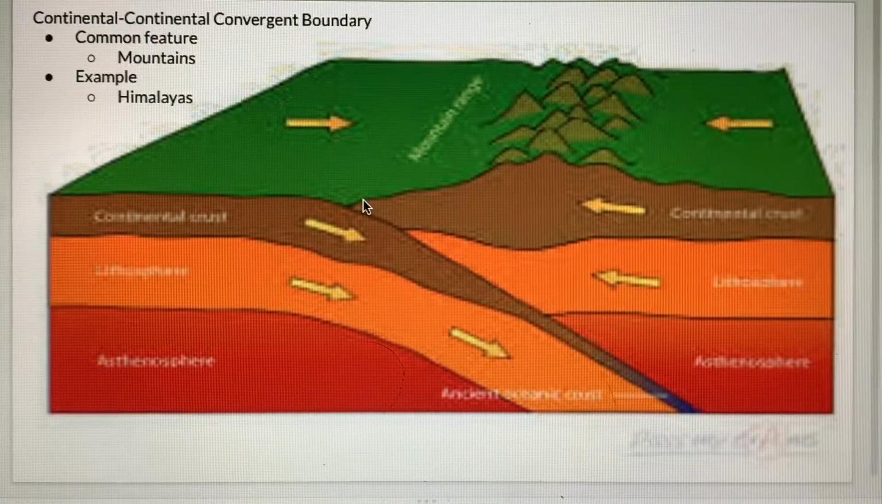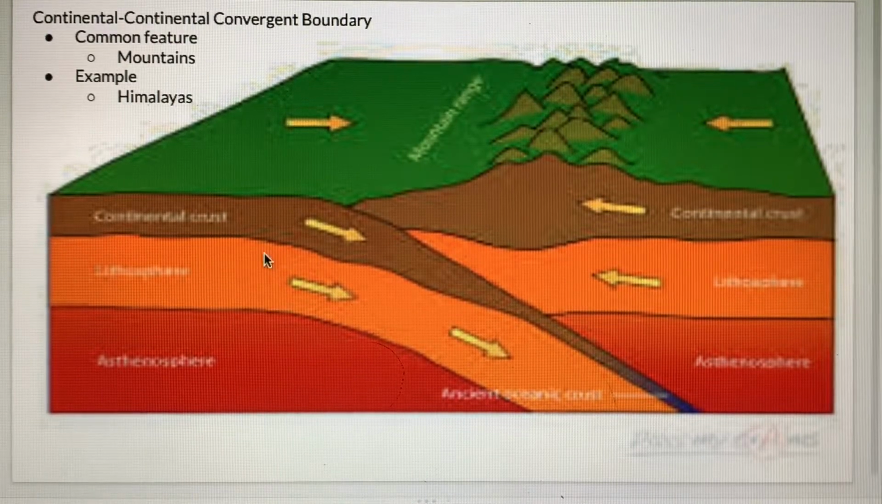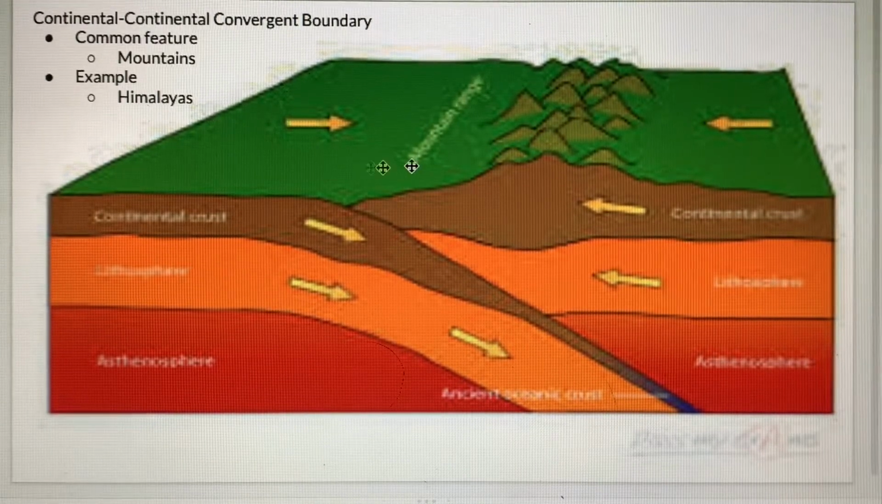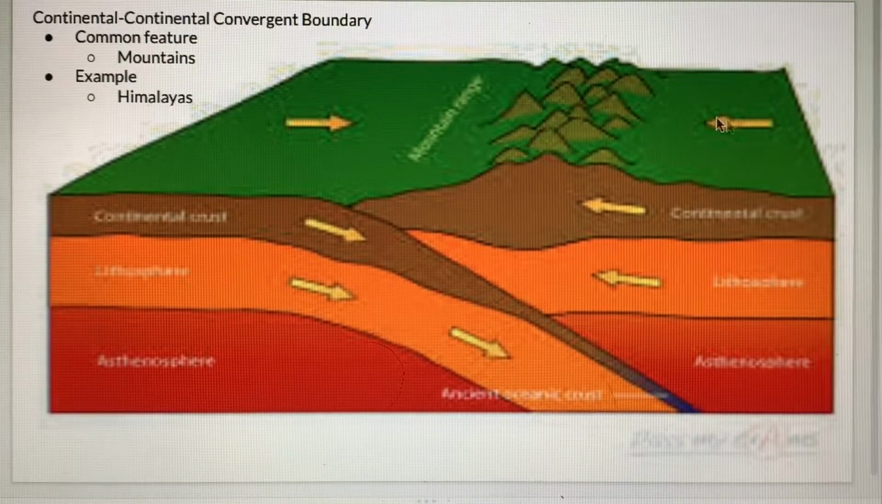Here's an example of a continental convergent boundary. This would be like taking two pieces of Play-Doh and pushing them together. So this one's moving this way and this one's moving that way. It causes the continental crust to crumple, creating mountains. So the Himalayas is a great example of this. In this context, this would be the Eurasian plate and this would be the Indian plate.